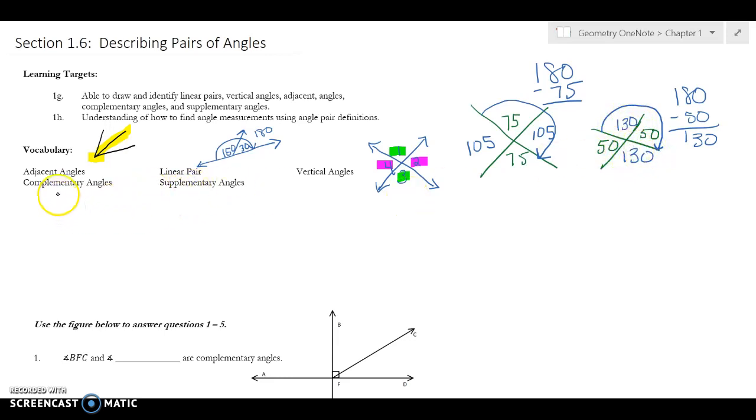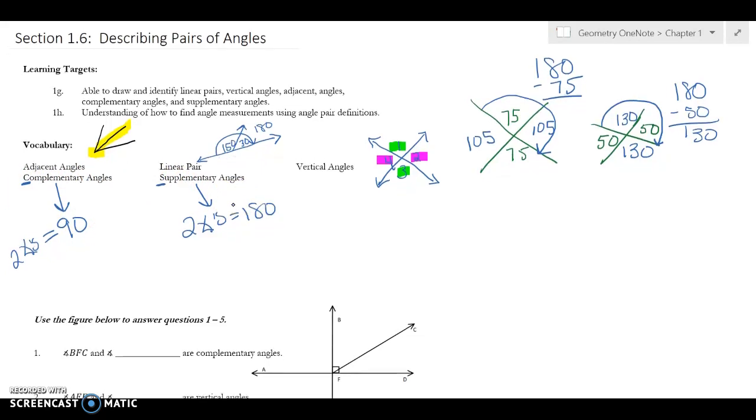All right, complementary angles. These are angles that equal 90, and it has to be two angles. And this one, supplementary, is two angles that equal 180. A lot of people get confused on how to remember which is 90 and which is 180. The best way I remember is that C comes before S in the alphabet. So C is 90 and S is 180. So that might help you realize what to do.